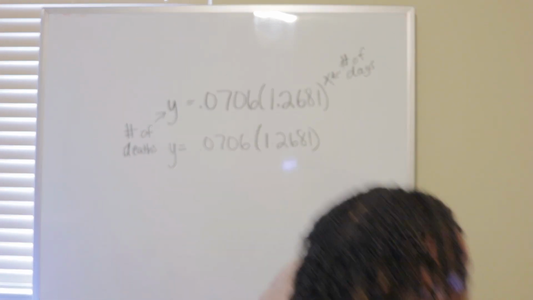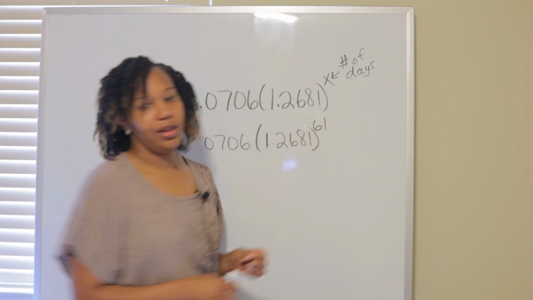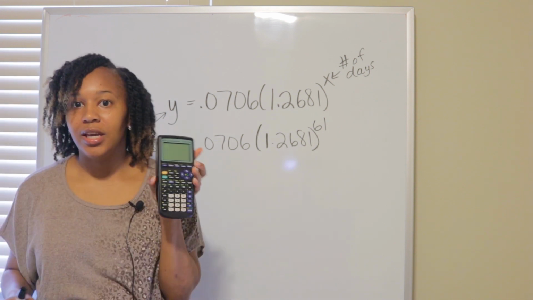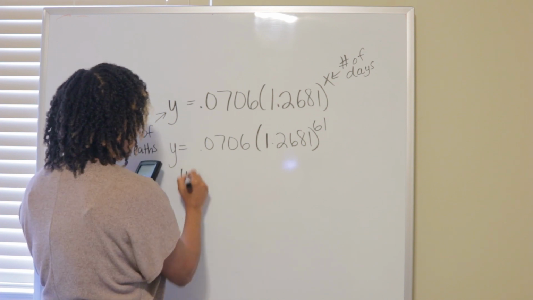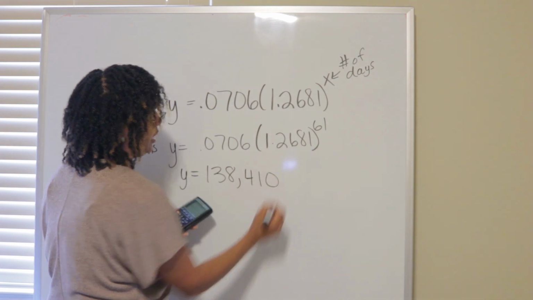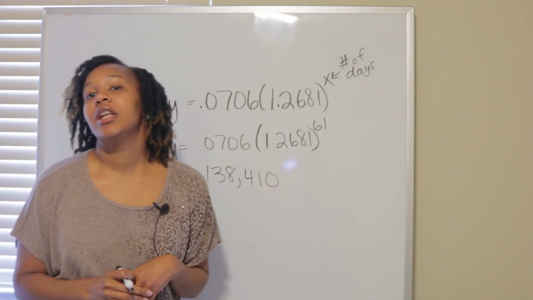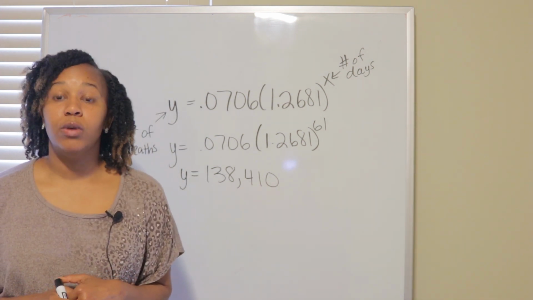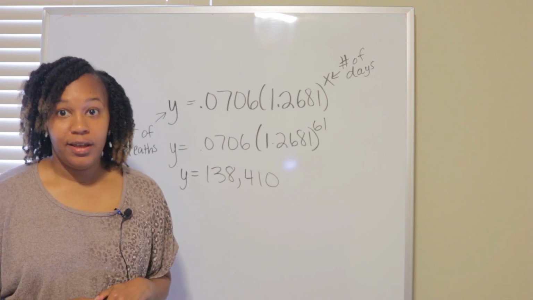So I want to replace x with 61 and calculate how many deaths I'm expected to have. Again, I'm using a basic TI-83 calculator. If you plug in 61, then you get y equal to 138,410. So that means by April 15th, we can expect to have around 138,000 deaths in the U.S. from COVID-19. Now, that is a lot of deaths.